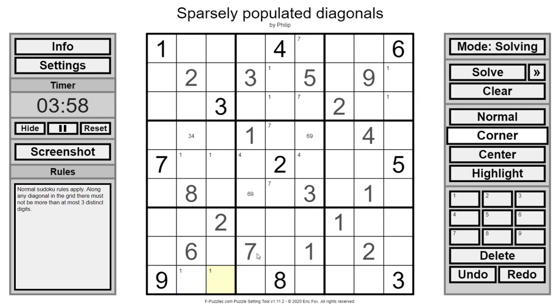This diagonal has 7, 3, and 4 in it, so a 1 couldn't fit. So this 1 possibility isn't real, which makes that a 1, that a 1, and this a 1, and this a 1. So it sort of works as a negative constraint as well. And that should be all the 1s on the grid.